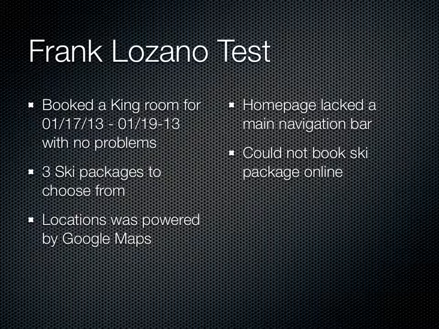Frank Lozano's test. He booked a king room in January, just a few weeks from now, and he had no problems. Didn't really have any complaints. He picked the deals and promotions section. He looked through and found the ski package that he was looking for. As far as the ski package went, he had no problem. It took him right to 3 different packages that he could get. And then he liked the location finder because it was powered by Google Maps, so he knew exactly where it was. He could look at the map.